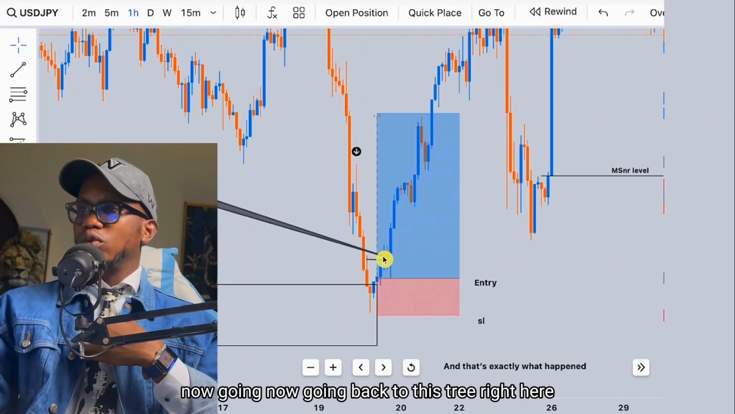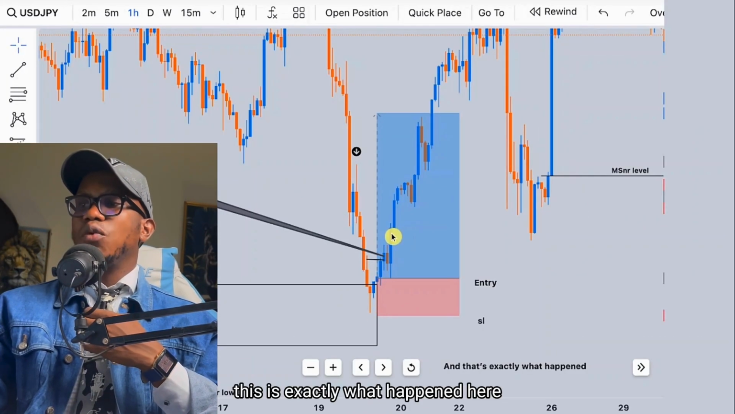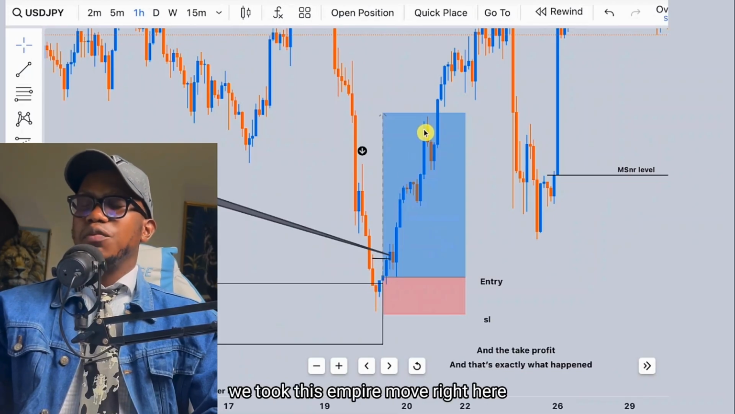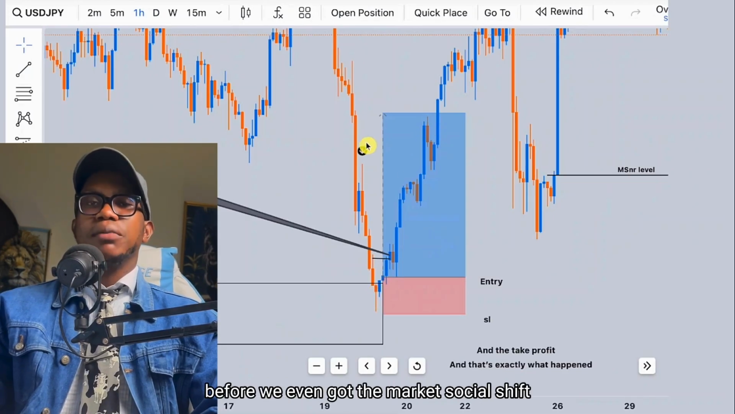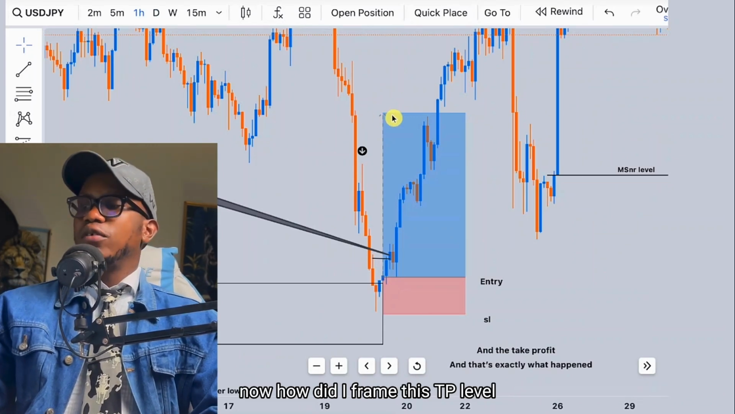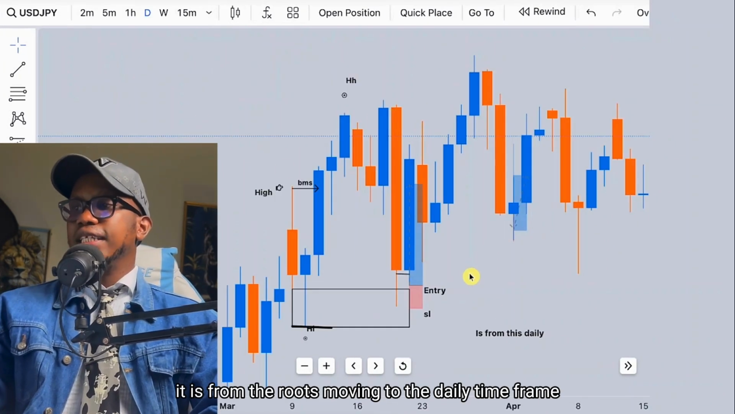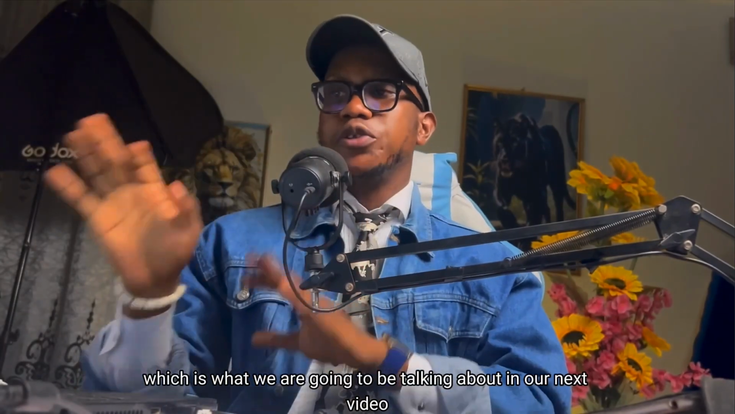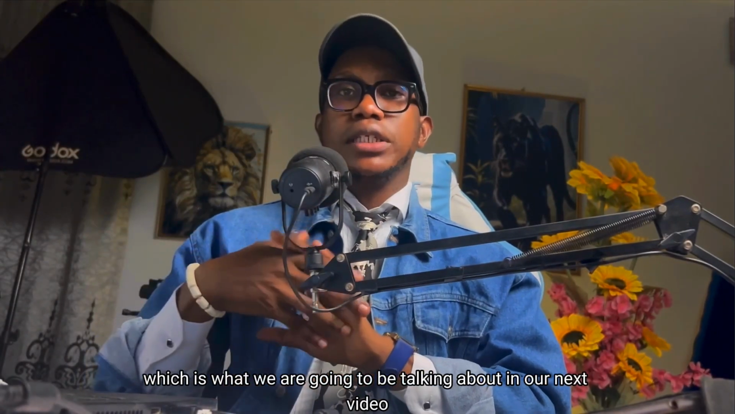Now, going back to this trade right here, this is exactly what happened here. Can you see how the market works? We took this entire move right here before we even got a market structure shift. Now, how did I frame this TP level? It is from moving to the daily time frame. It is an MSNR obstruction, which is what we are going to be talking about in our next video.